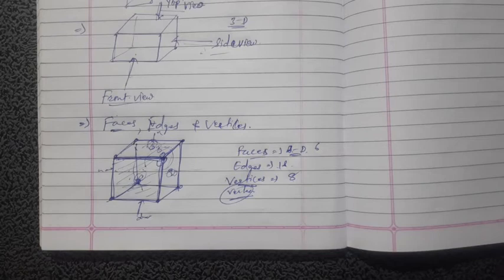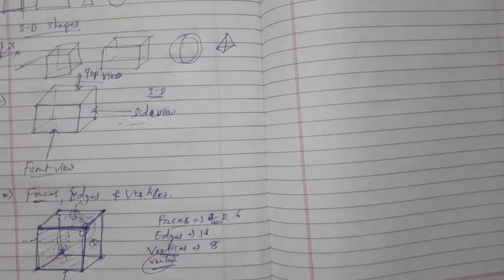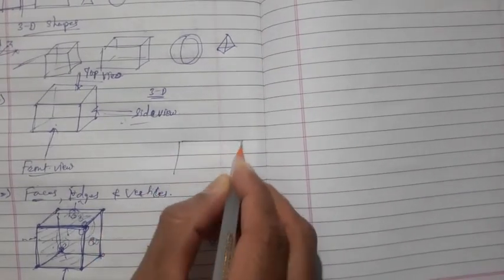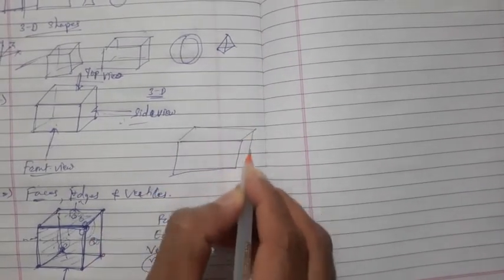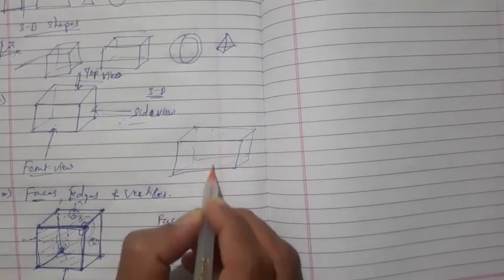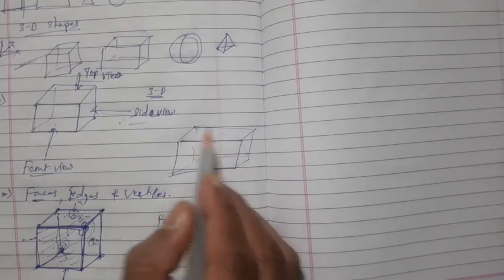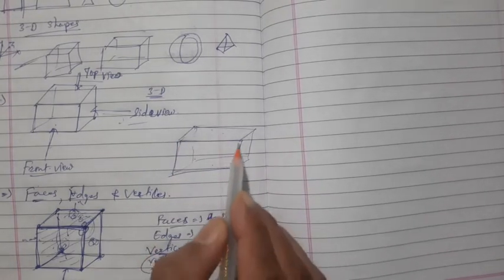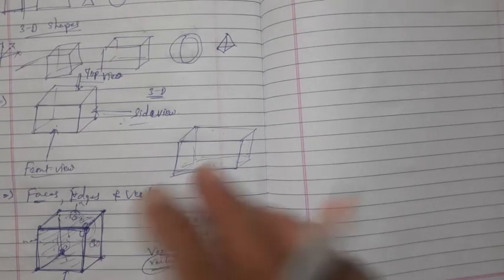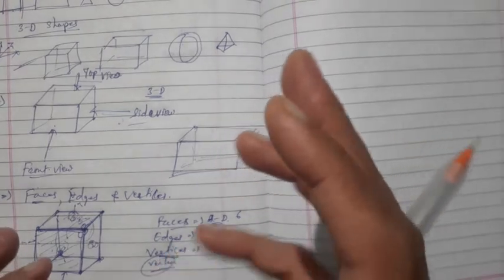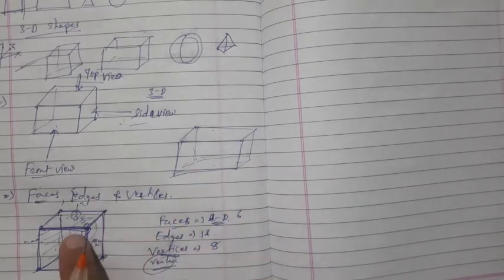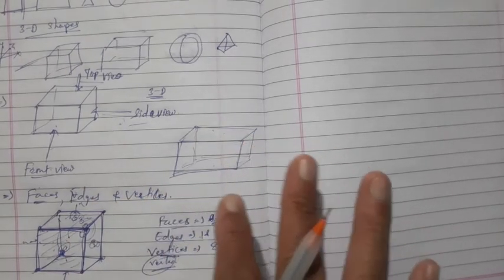Same in the rectangular shape, the cuboid. Like that, this one is a cuboid shape. 1 2 3 4 5 6, 6 faces are there. Then these are the vertices. In the next part I will show you the solid shapes. So these are the vertices, edges and faces.